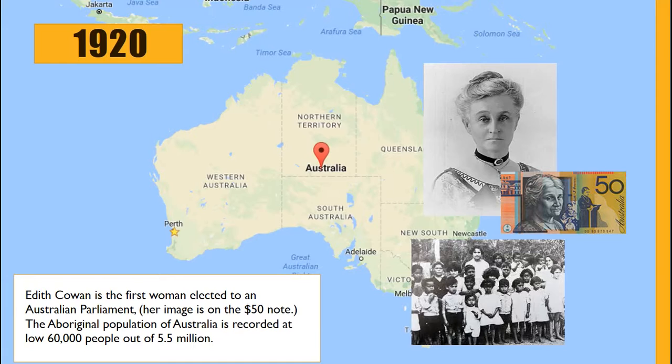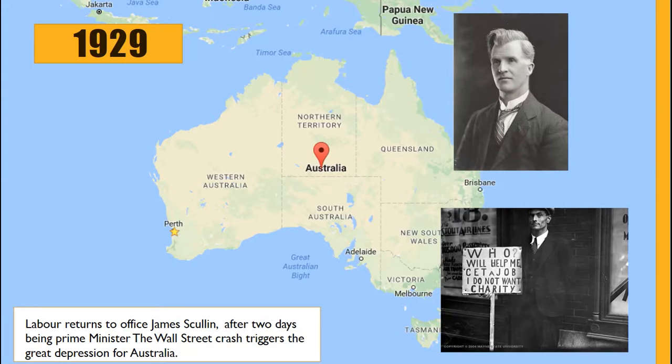In 1920, Edith Cowan was the first woman elected to the Australian Parliament. Her image is commonly seen now on the $50 note. As well, the Aboriginal population of Australia was recorded at an extreme low of 60,000 people out of the 5.5 million recorded at the time. In 1929, Labor returned to office under James Scullin.